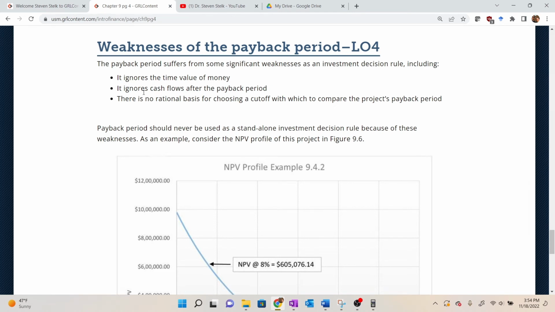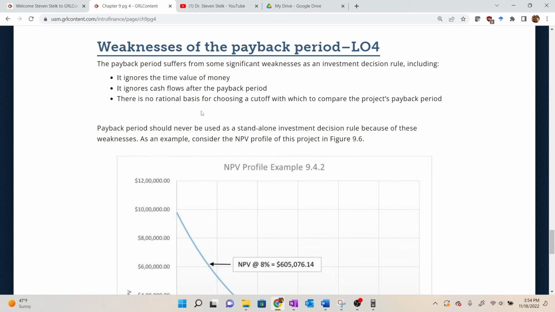The second weakness, it ignores cash flows after the payback period. So it just finds that cutoff point and then it's done. What happens after, in this case, the 2.72 years, doesn't matter. Well, in reality, we've got an extra $700,000 cash inflow at the end of that timeline. So that's a pretty important one to consider. We don't want to just cut that guy off.